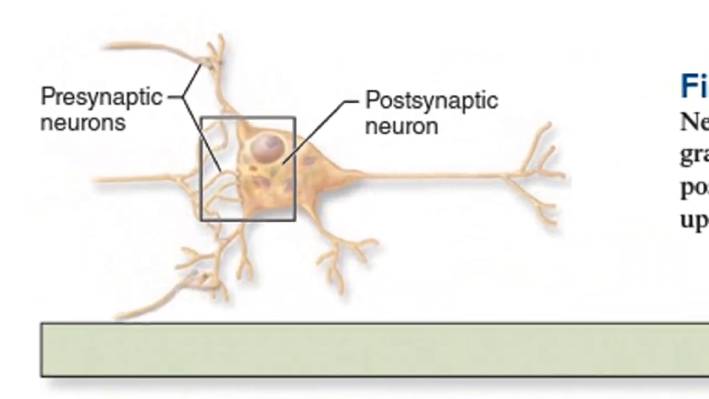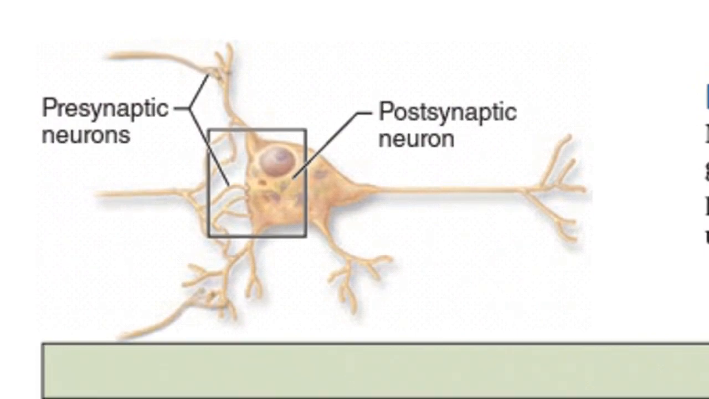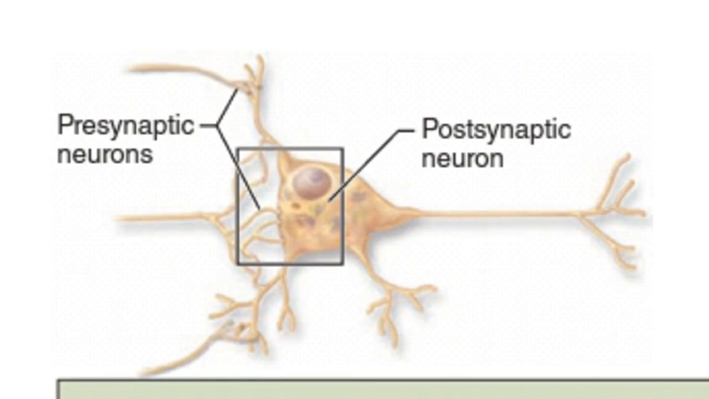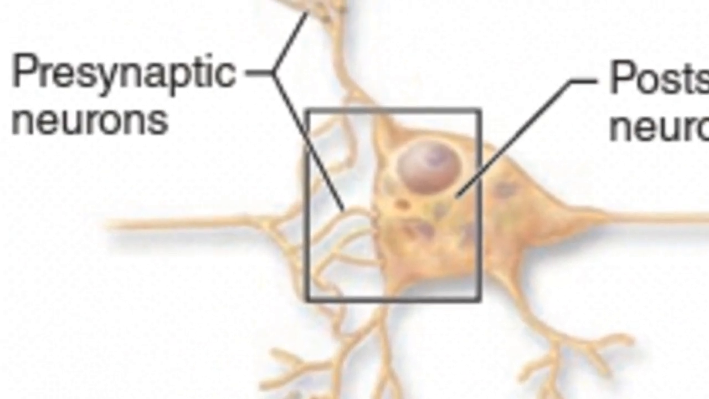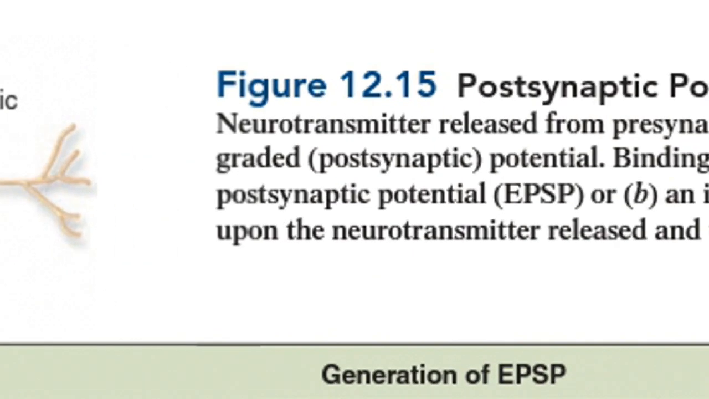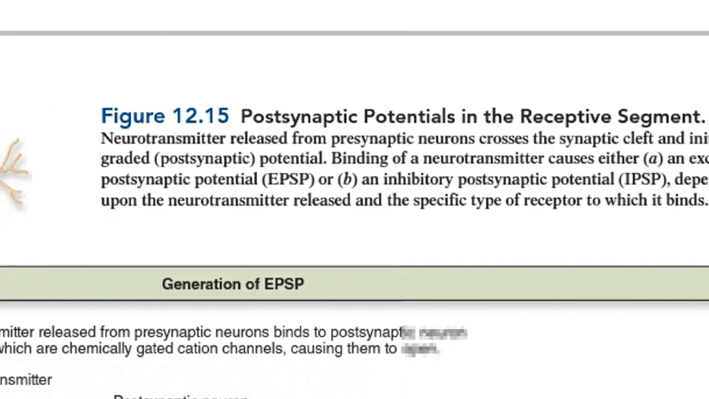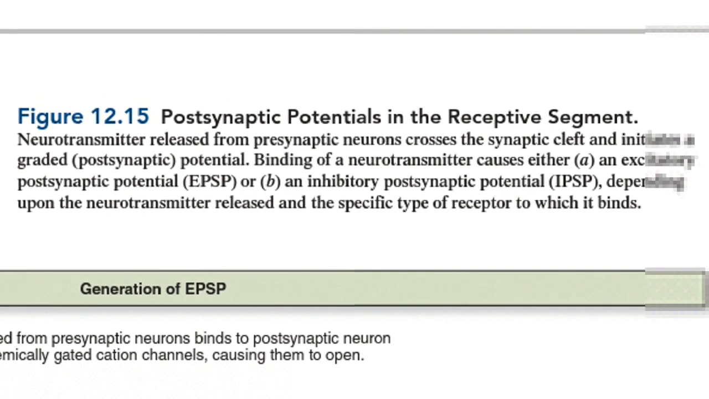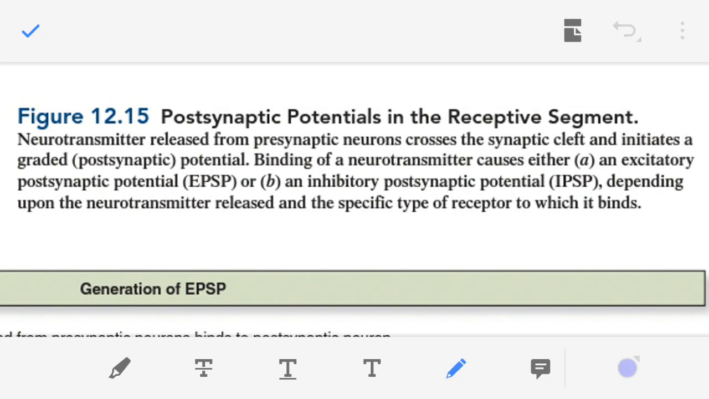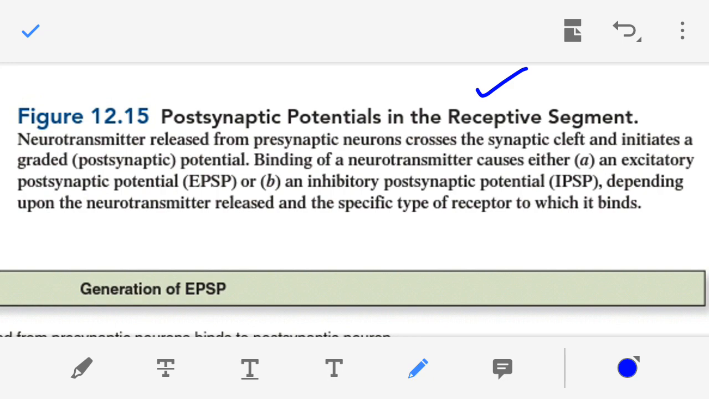Now here, as you can see, one neuron is the postsynaptic neuron, and there are many presynaptic neurons. The axon terminal and the synaptic end bulb of these presynaptic neurons are forming the synapse with the postsynaptic neuron. So now we are discussing postsynaptic potential in the receptive segment.